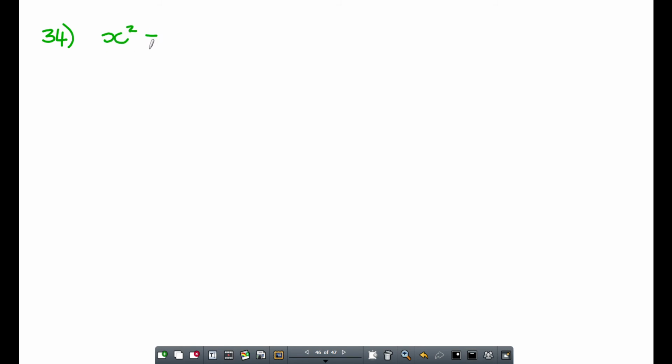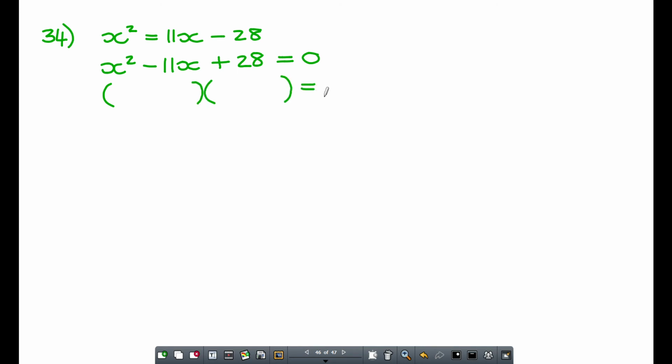X squared equal to 11x minus 28. Okay, so step 1, take everything to the left. So that becomes minus 11x and positive 28, and make it equal to 0. Now we've got a trinomial. So let's factorize. Let's look at the factors of 28. It would be 28 times 1 or 4 times 7. And we're supposed to get minus 11.